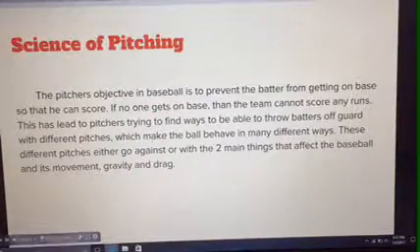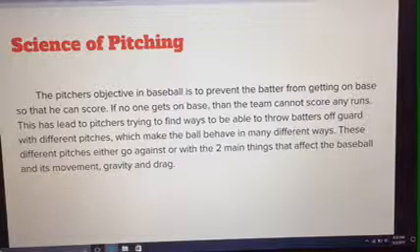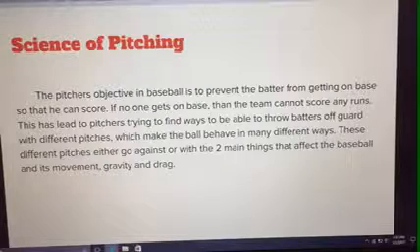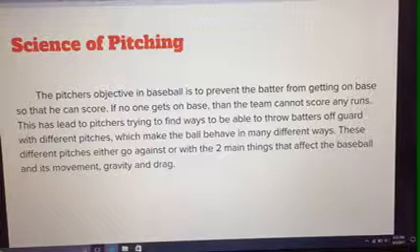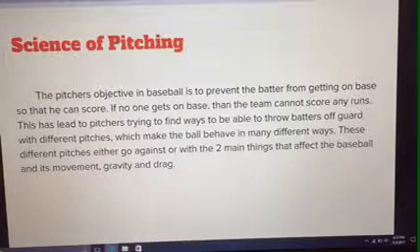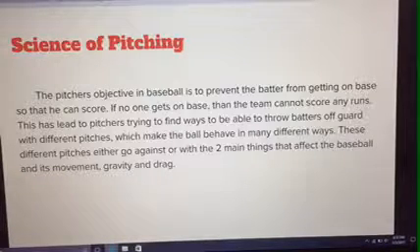In baseball, the pitcher and the batter are probably the two most important and common things that you'll see, because without them the game can't be played. The pitcher is the one that throws the ball to the batter, and the batter is trying to hit the ball that the pitcher throws.